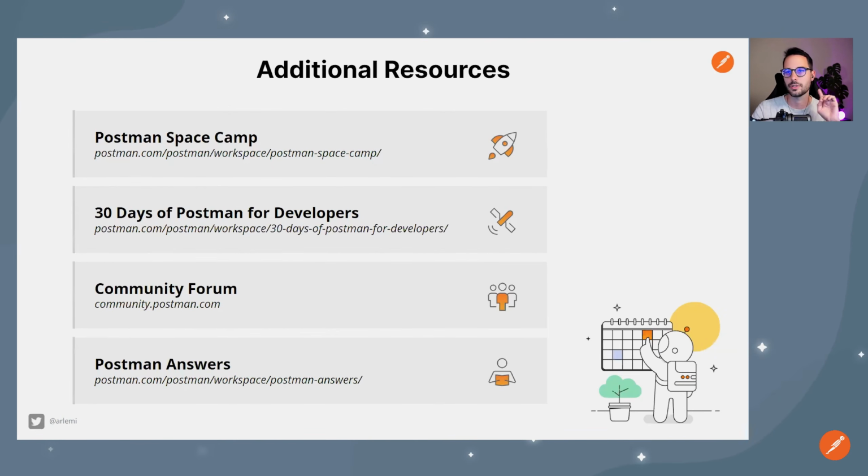A few additional resources that I mentioned. The first one is the Postman Space Camp. That's where you were to fork the collection at the start. You may have seen there are more collections in there. They've all been created for other webinars that you can also find on the Postman Space Camp page. So go out there, check them out. There are different topics.